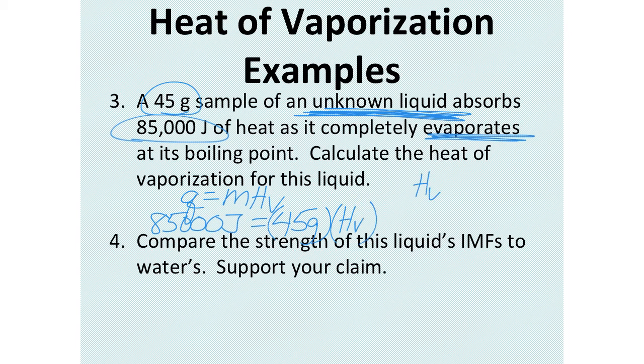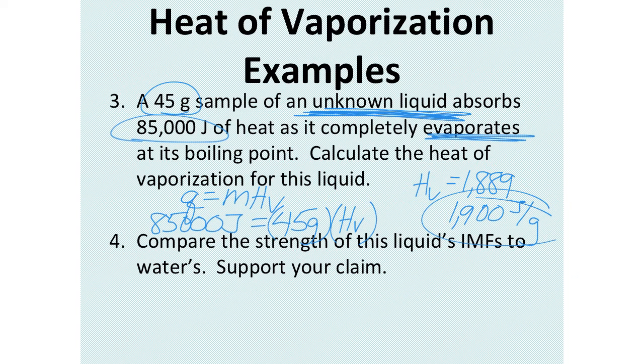All I do is 85,000 joules in the calculator divided by 45, and that gives me 1,889, but I only want two significant figures, so 1,900 joules per gram for the heat of vaporization of this unknown liquid.